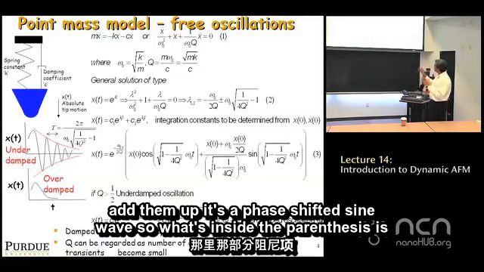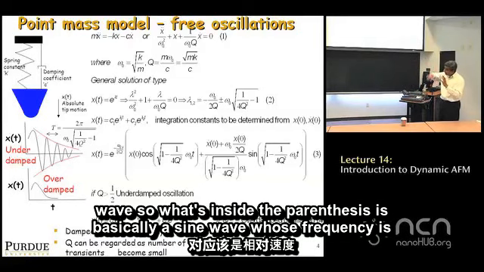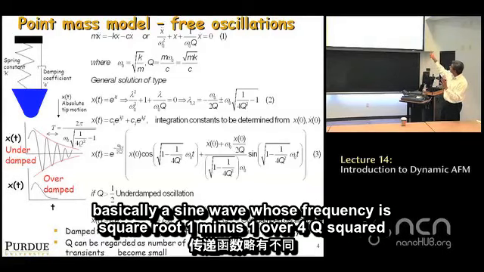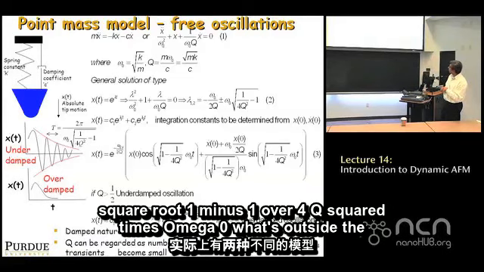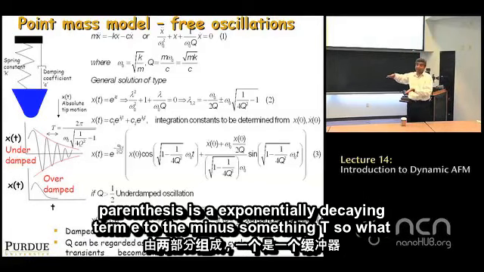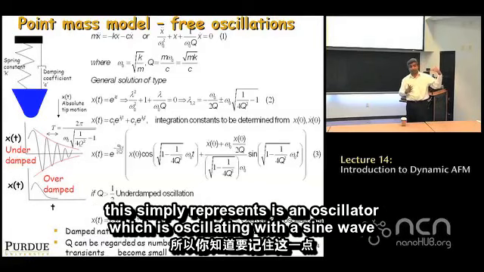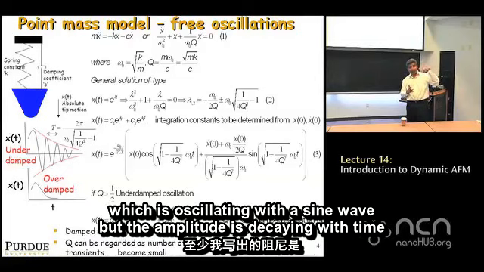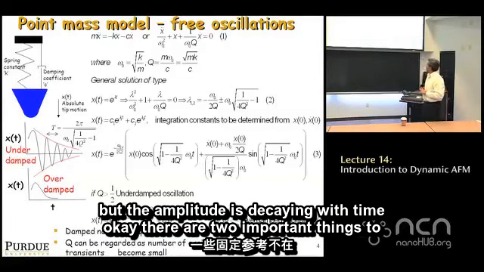So what's inside the parenthesis is basically a sine wave whose frequency is square root 1 minus 1 over 4Q squared times omega 0. What's outside the parenthesis is an exponentially decaying term, e to the minus something t. So what this simply represents is an oscillator which is oscillating with a sine wave, but the amplitude is decaying with time.